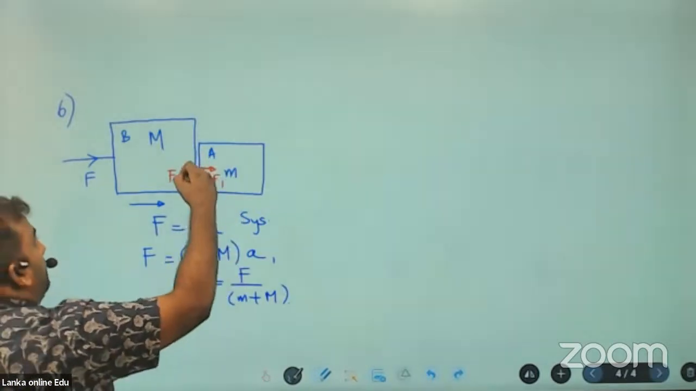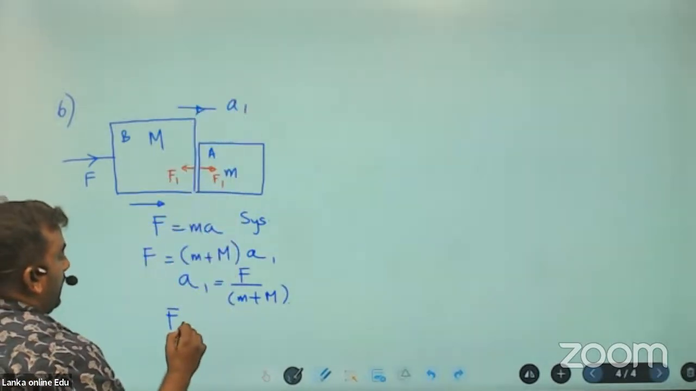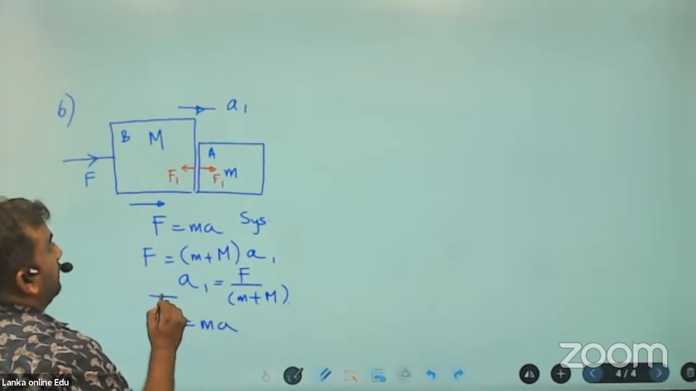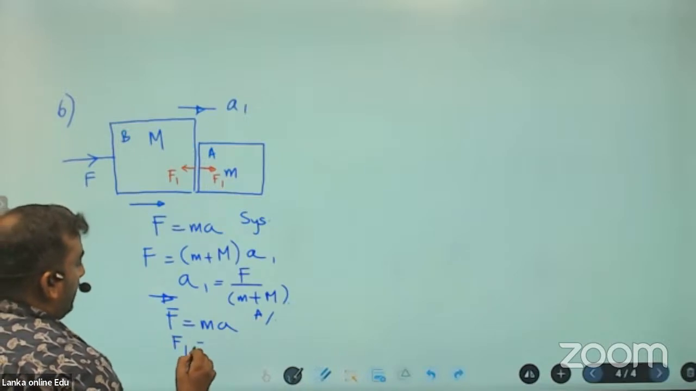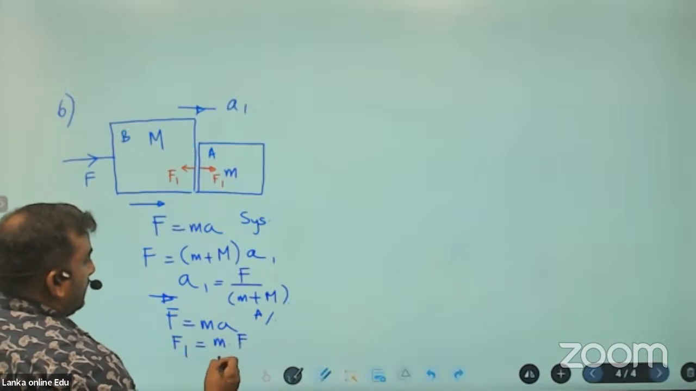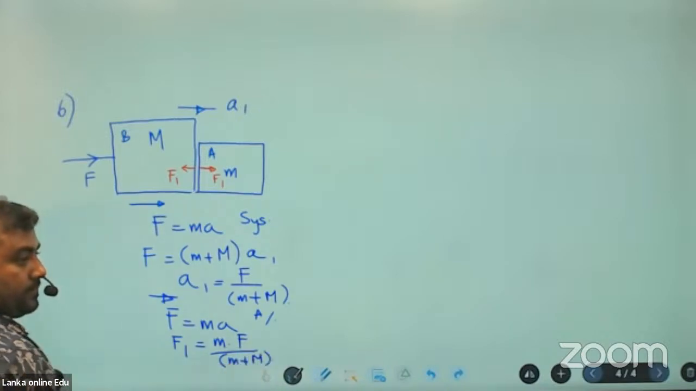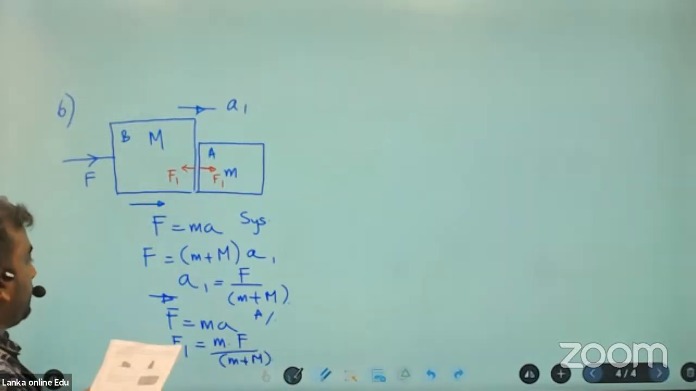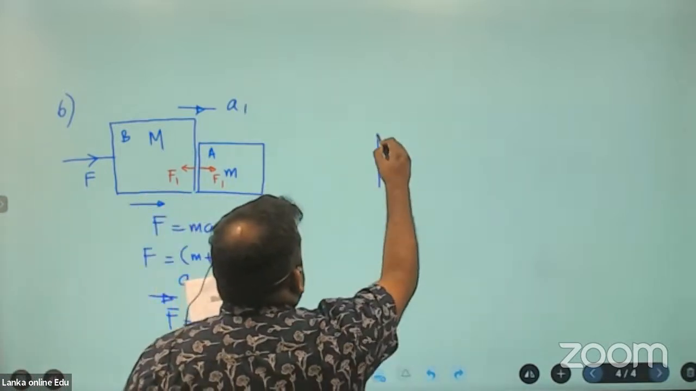Now you can apply it separately here. Here the acceleration will be a1. Apply F = ma separately on A. F1 equals m times F divided by (m + M). That is F1.